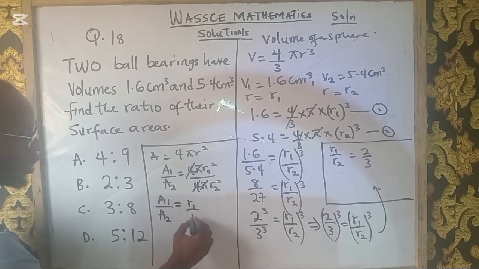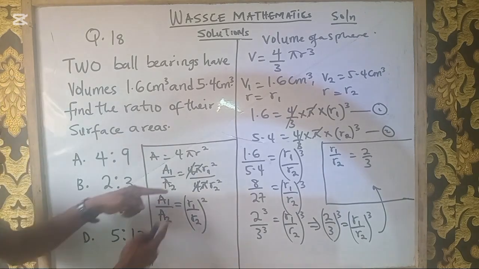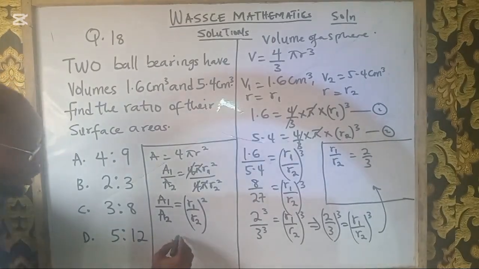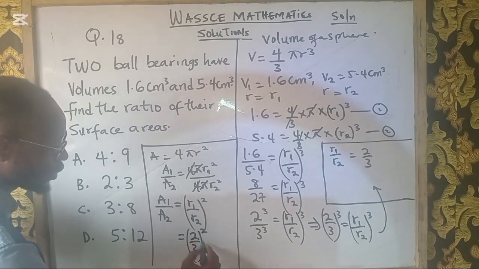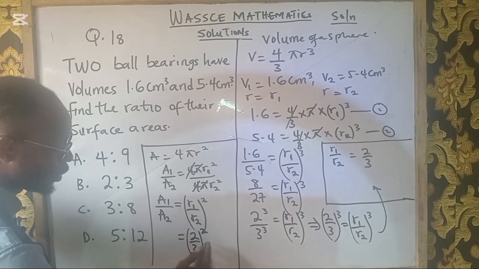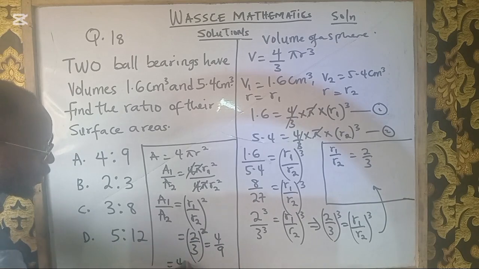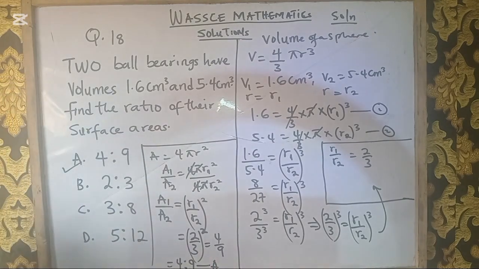So A1 over A2 will now be equal to R1 over R2, they have the same exponent again, you can see raised to the power of 2. And we have already gotten R1 over R2, which is 2 over 3. So just replace here. You are going to have 2 over 3 all raised to the power of 2. This is going to give us 4 over 9, which is the same thing as 4 ratio 9. So option A is the correct answer to the problem. That is 4 ratio 9.